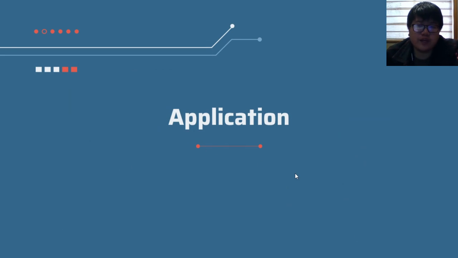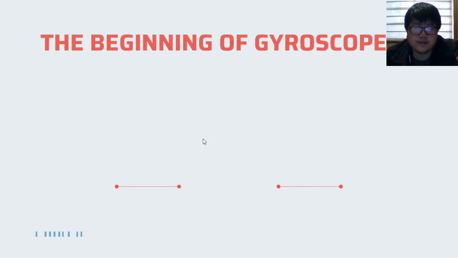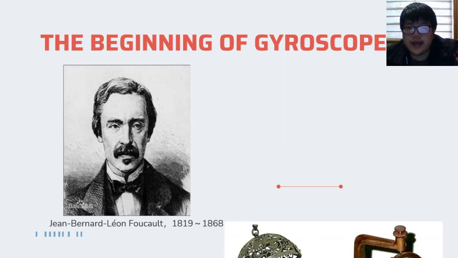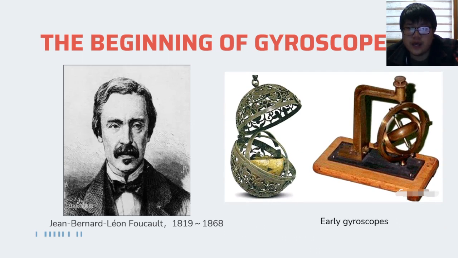Here is the application part. As just mentioned before, Foucault first proposed the definition, principle, and the application of gyroscope in 1852. Because of its physical properties, gyroscope was first proposed for use in navigation. And at the beginning of the 20th century, the invention of the practical gyrocompass marked the formation of the gyroscope technology and the beginning of its modern application.